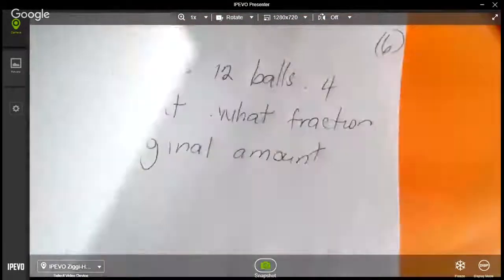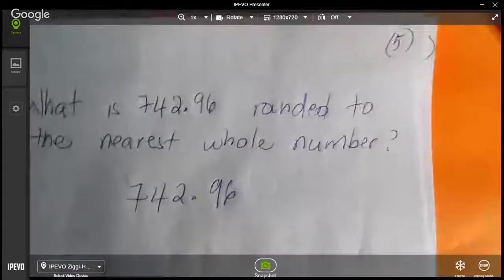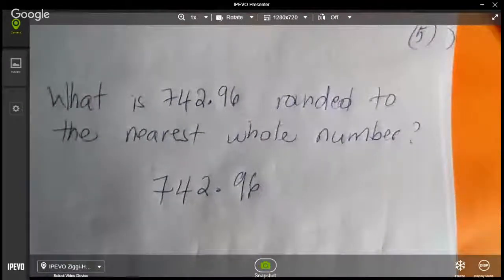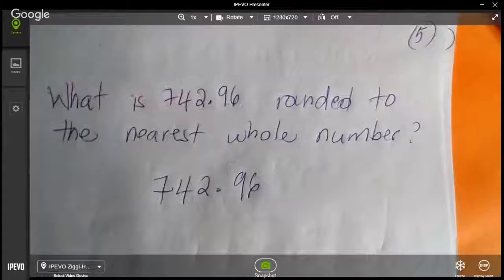I think we have 2 more to go. All right. So what is 742.96 rounded to the nearest whole number?